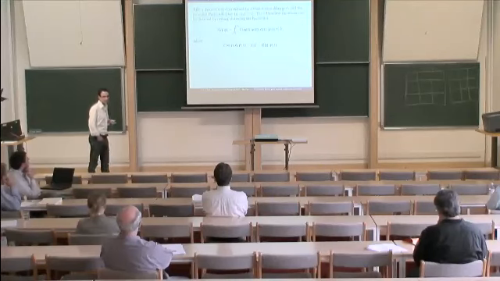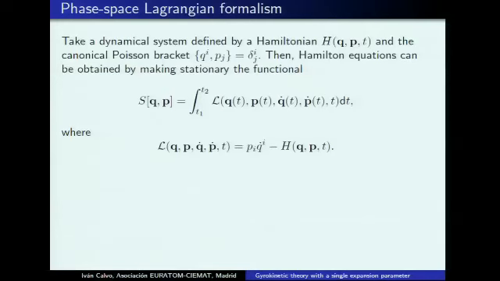Well, first, I introduced some of the basics of this phase space Lagrangian formalism, which is briefly described as follows. You take a dynamical system defined by a Hamiltonian and the canonical Poisson bracket. Then one can obtain the Hamilton equations by making stationary this functional, where L is the Lagrangian, but expressed in different variables from the standard Lagrangian mechanics. Here it is viewed as a function of all coordinates of phase space.